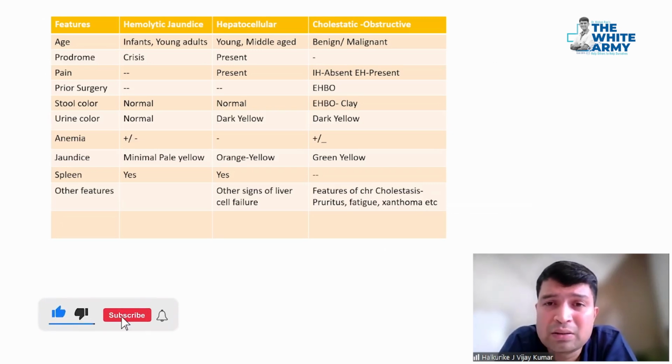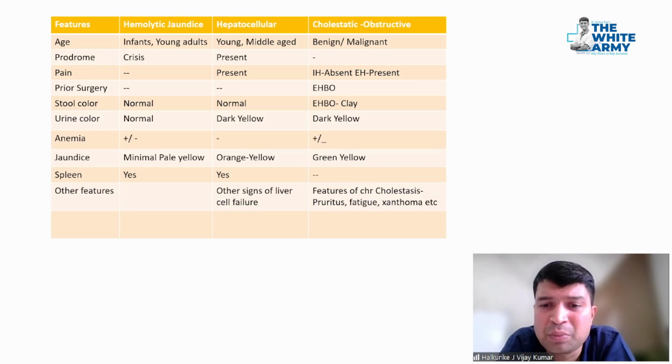In hemolytic jaundice, the bilirubin is not too high, so we see minimal pale yellow or lemon yellow jaundice. The darker yellow or orange-yellow jaundice is a part of hepatocellular jaundice. In malignancy, where the obstruction lasts for many weeks, it's a prolonged, high jaundice, and we see greenish yellow. The spleen may be palpable in hemolytic and hepatocellular jaundice, as part of the reticuloendothelial system response. Unless there is an infiltration or anything, usually we don't see splenomegaly in obstructive jaundice.